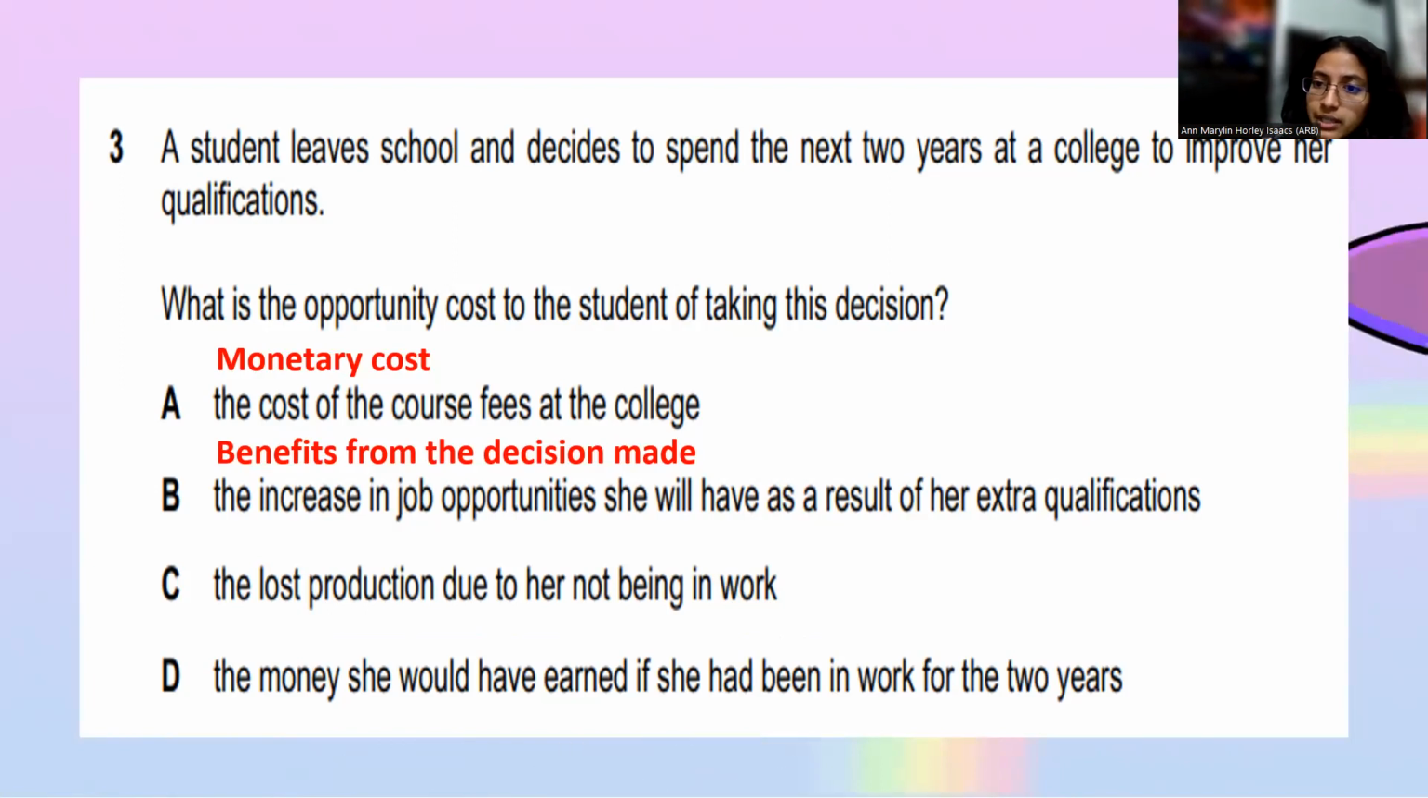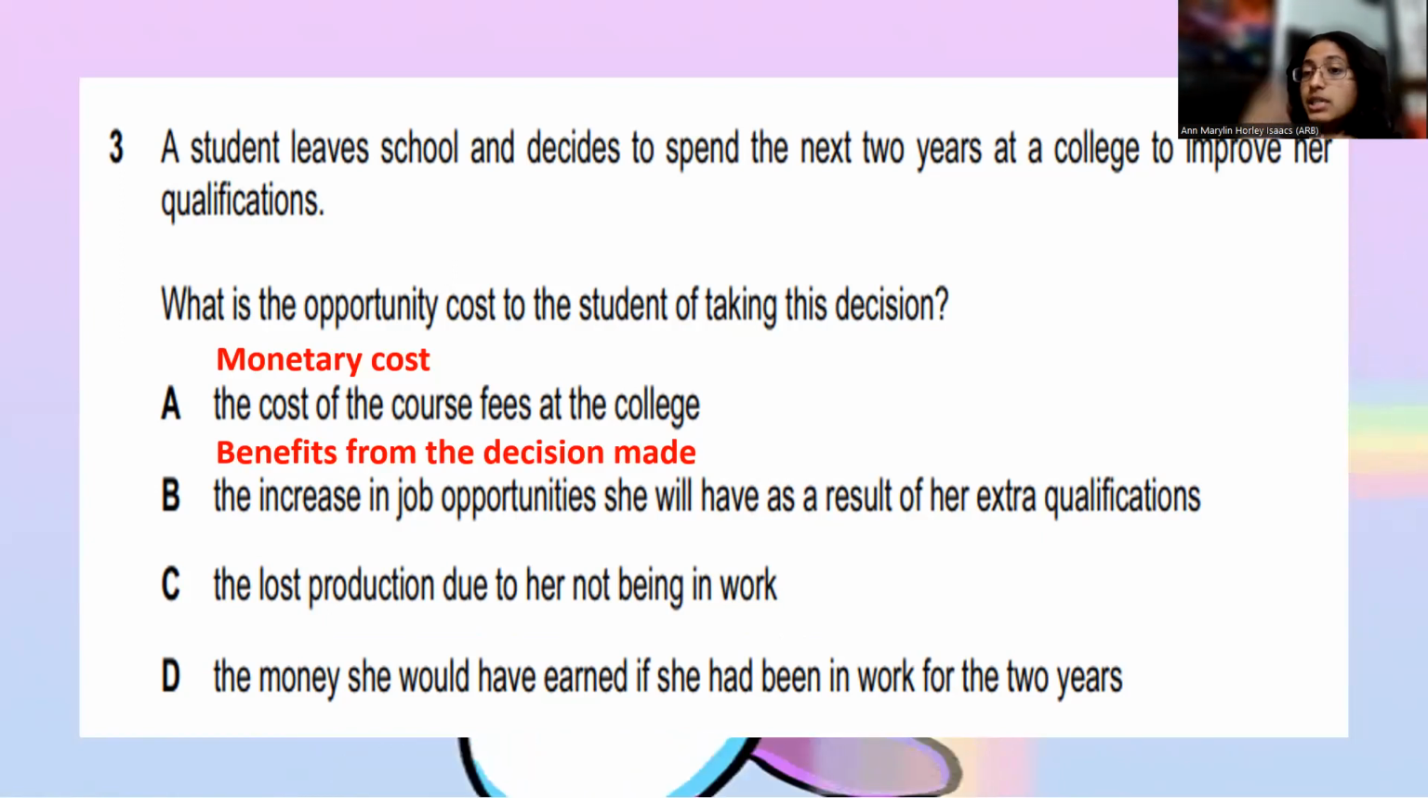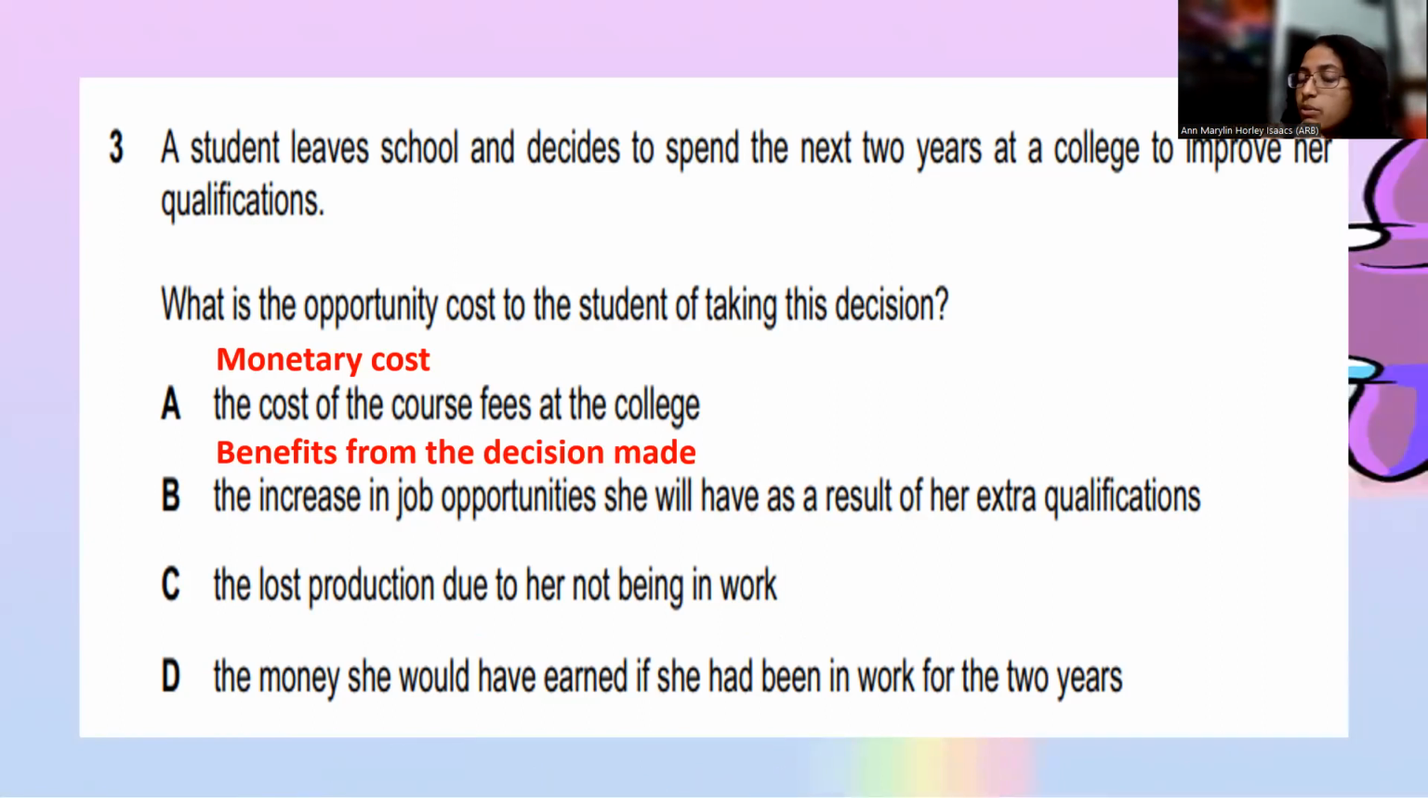See, again, you're looking at the choices that she made, so the consequences to her. She didn't go to work. Does she lose production? No. The firm loses the production because she didn't go to work. But we're not looking at what the firm is losing. We're looking at the choices that she made and what the consequences are from there.